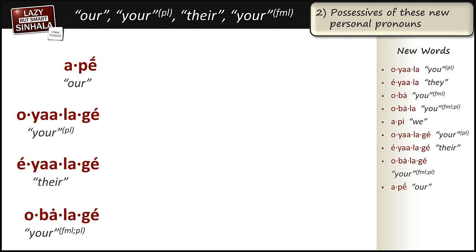Again, before we put them in sentences, let me summarize it for you. Ape means our, oyalage means informal and plural "your", ealage means "their", which can be used for both male and female, and obalage means formal and plural "your".